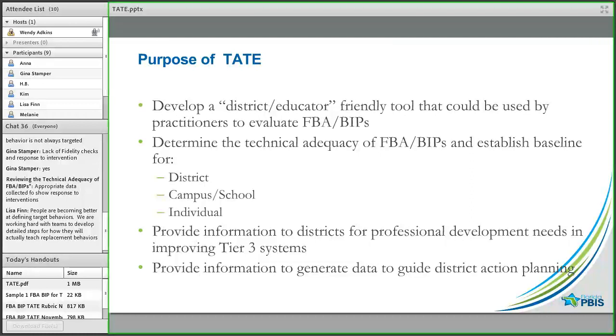And then it also can provide you, if you're working on bigger work like systems work, and you're looking at Tier 3 improvement, one of the things that you can address in looking at Tier 3 behavioral supports as a system is improving your overall district's FBA BIP so that they're more technically adequate.